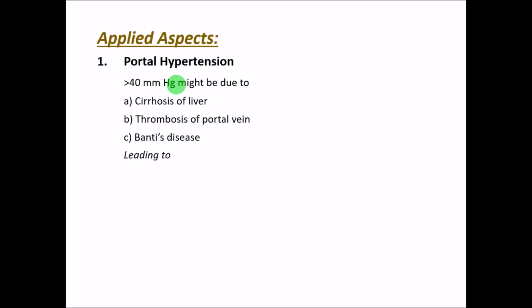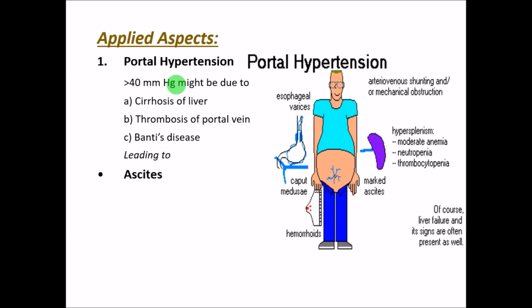More than 40 millimeters of mercury leads to a condition with some particular symptoms like ascites. Ascites is the accumulation of fluids within the abdomen. Then congestive splenomegaly: because there is portal hypertension and increased pressure within the portal vein itself, the blood tries to flow back to the splenic vein, which leads to congestion of the spleen as well as an increase in the size of the spleen. So that condition is called congestive splenomegaly.